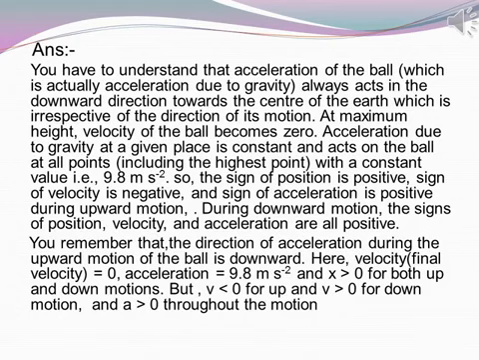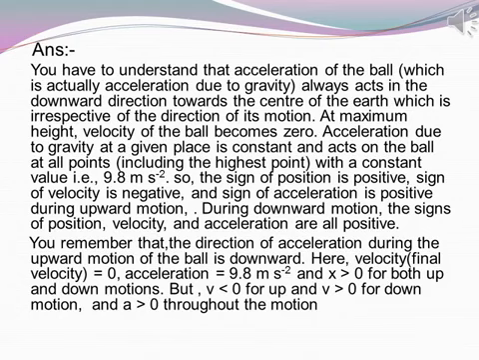So, the sign of position is positive, the sign of velocity is negative because it has decreased in upward motion, and the sign of acceleration is positive during the upward motion. During downward motion, the signs of position, velocity and acceleration are all positive. You have to remember that the direction of acceleration during the upward motion of the ball is downward. Here, velocity, which is the final velocity, is equal to 0.